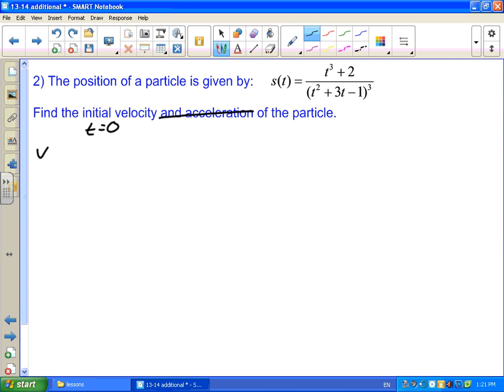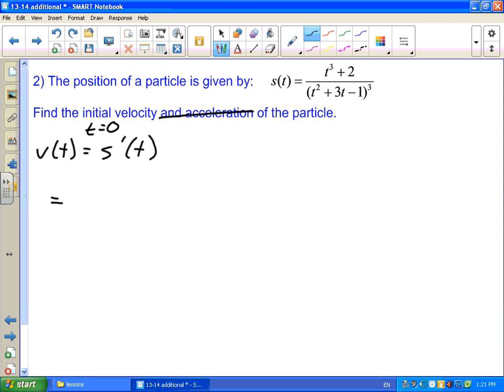And if we're looking at velocity, what we want is the derivative of our position function. So let's take our derivative. And if we look at our function, we see that it involves two terms divided by each other. So we're going to need to use the quotient rule. And if we look at the denominator, we see that that's actually a composition of two functions. So we're going to have to use the chain rule as well as the quotient rule.